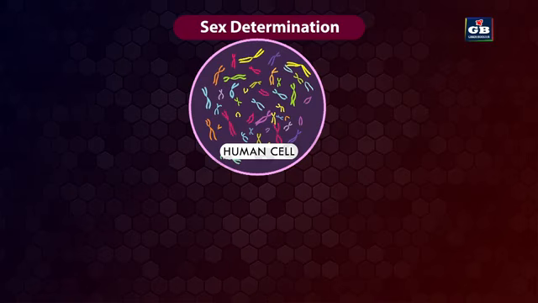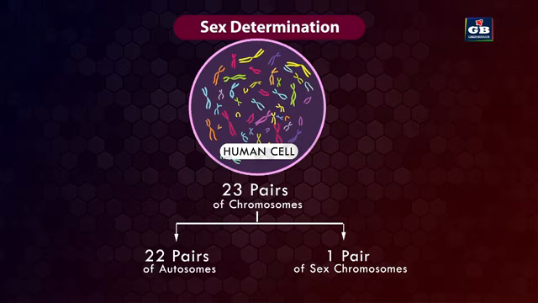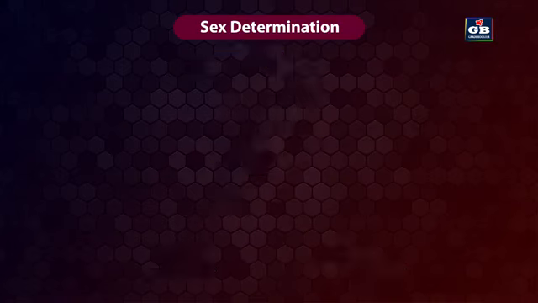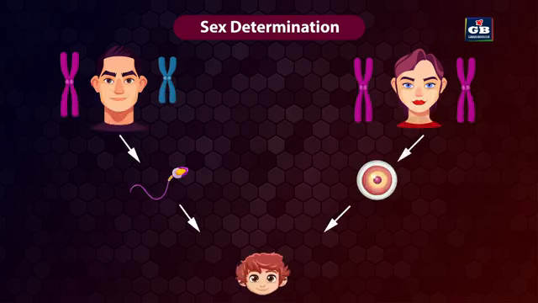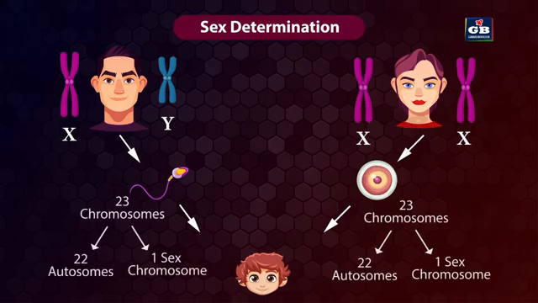Each human cell contains 23 pairs of chromosomes. Out of these 23 pairs, 22 pairs are autosomes and 1 pair is sex chromosomes. Females have a pair of the same kind of sex chromosomes, XX, whereas males have a different pair of sex chromosomes, X and Y. So females are XX and males are XY. Gametes or sex cells are haploid in nature. That means they have only 23 chromosomes, out of which 22 are autosomes and 1 is a sex chromosome.